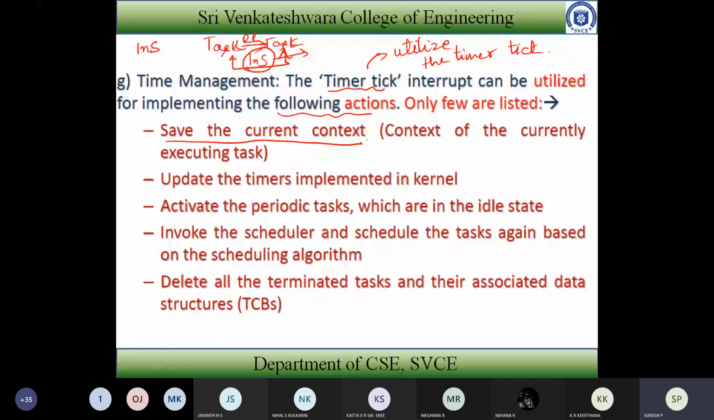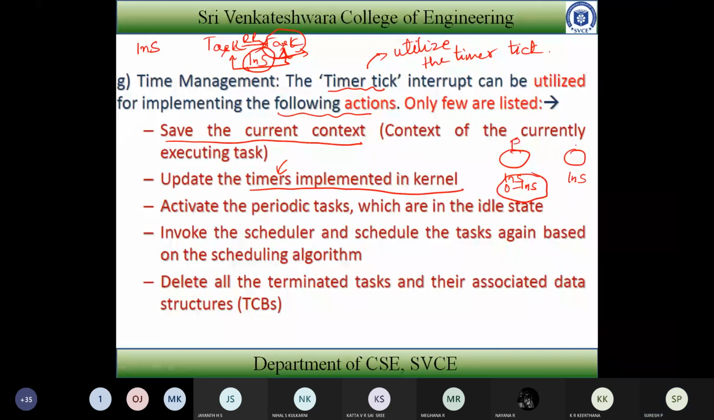Then I have to update the timers implemented in the kernel. I have to update the timer for how much time this particular task has to run. As I told you, you are going to have two tasks, and I'm going to give 1 nanosecond each, for example, to run. Once this timer has been set, it has to start running. Starting from 0 to 1 nanosecond, it has to run this particular process, if it is a task or process.